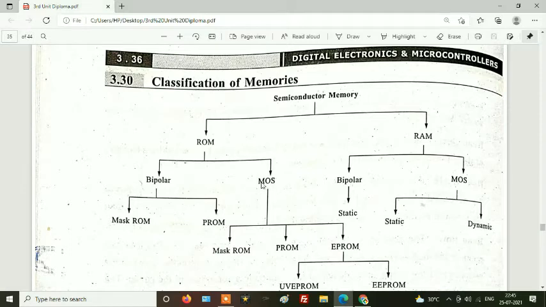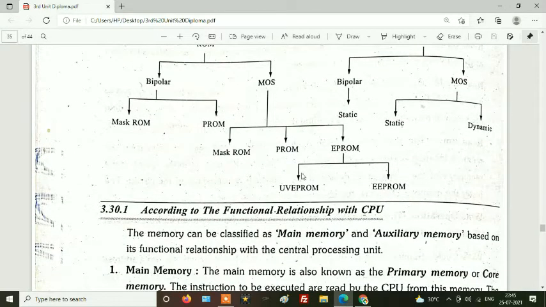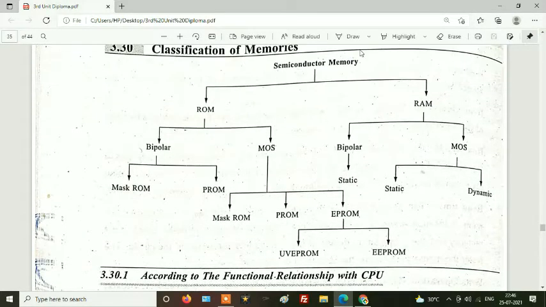And when you're using a memory cell within the read-only memory which is a metal oxide semiconductor, then we have mask ROM, PROM and EPROM available. Within this EPROM we have UV EPROM and EEPROM. Ultraviolet erasable programmable read-only memory is UV EPROM, and EEPROM is electrically erasable programmable read-only memory. Like that, there is a classification in read-only memory.